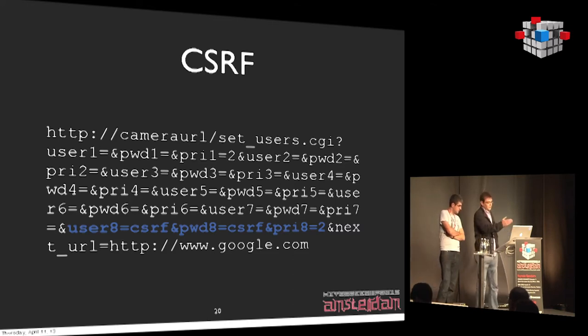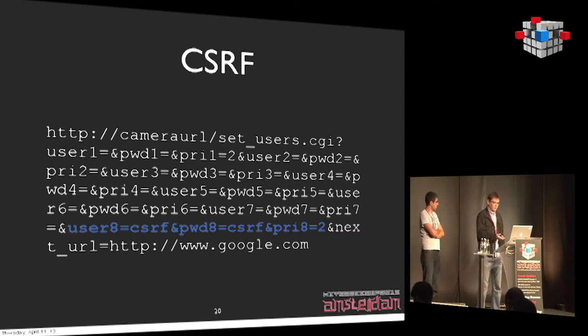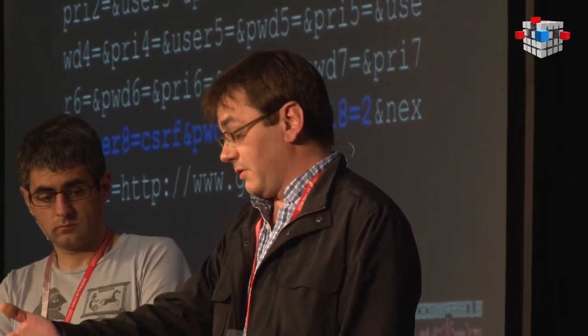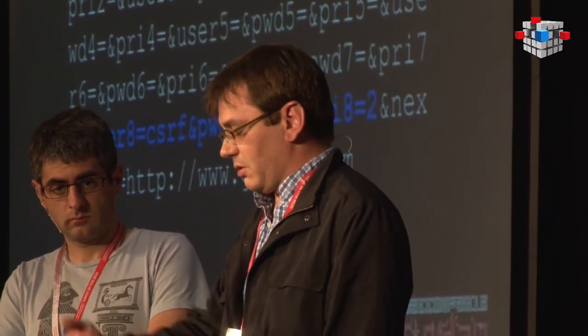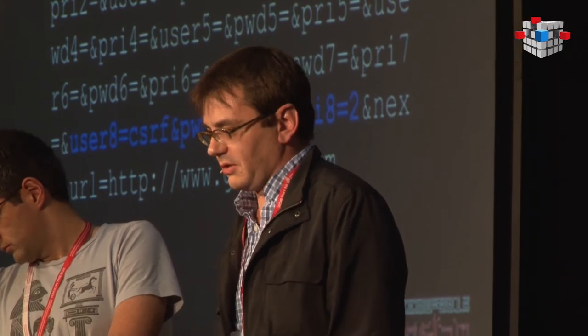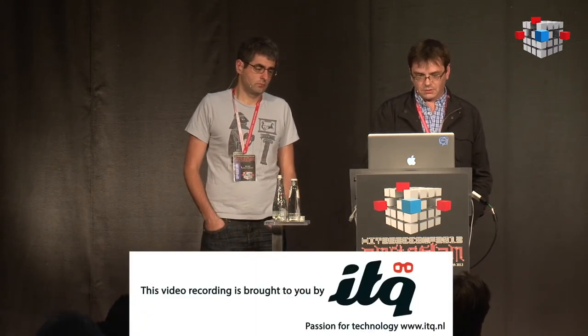So basically, you can do a CSRF attack on any CGI call of the camera, because the browser would cache the basic server authentication for you, and whoever opens this URL while already authenticated is just going to make a request to the camera with these parameters. And this one, for example, would add a user CSRF with password CSRF with admin privileges. And every CGI call could be accessed like this.